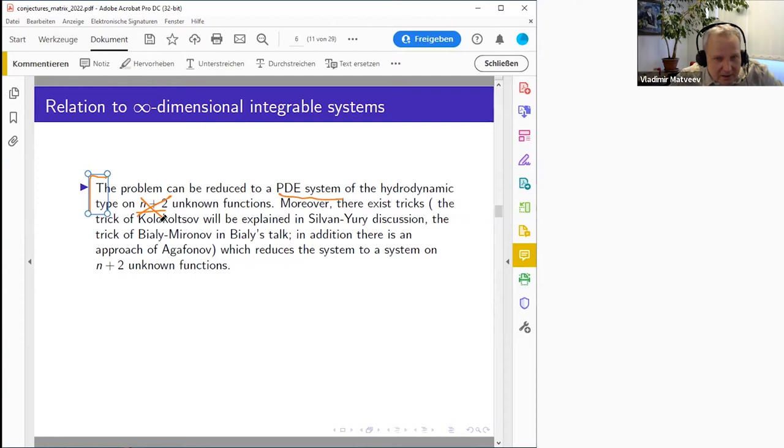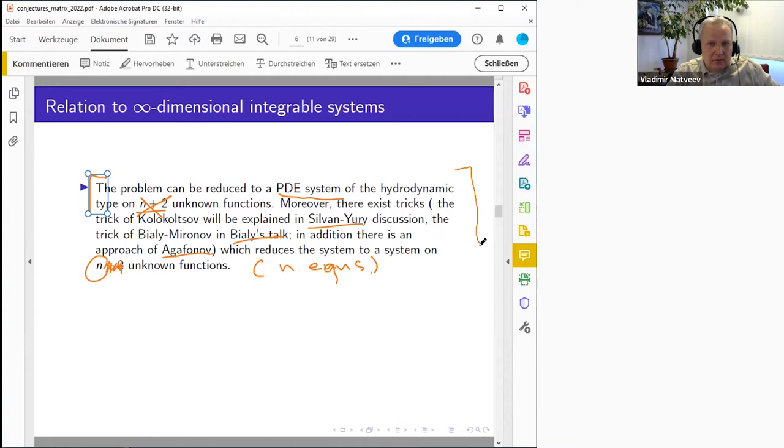There are many tricks. The one of Kolkaltsov will be explained in the Silvan-Yuri discussion, the one of Bialy Mironov in Bialy's talk. There are additional tricks, say one suggested by Agafonov, which reduces substitution to n unknown functions. This is a misprint in my case, it should be n unknown functions. Yeah, there are also n equations. But it's minor.